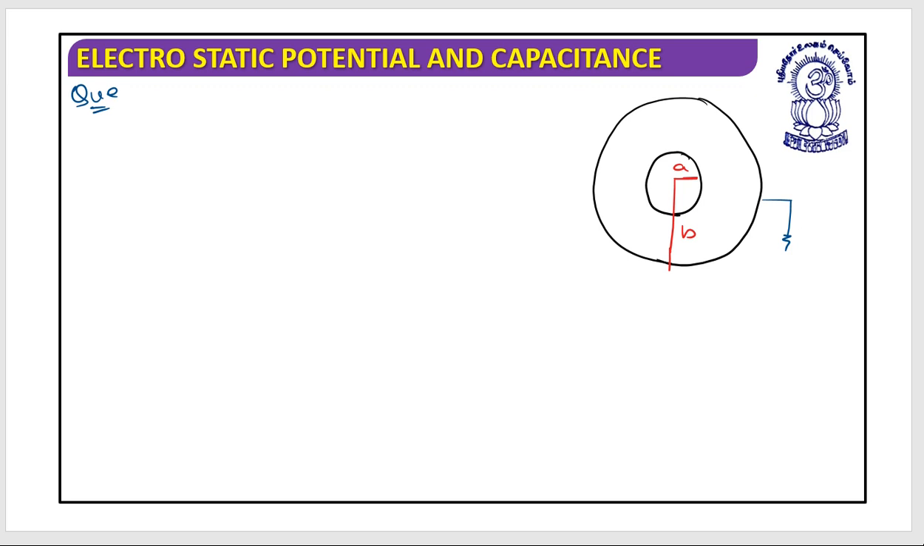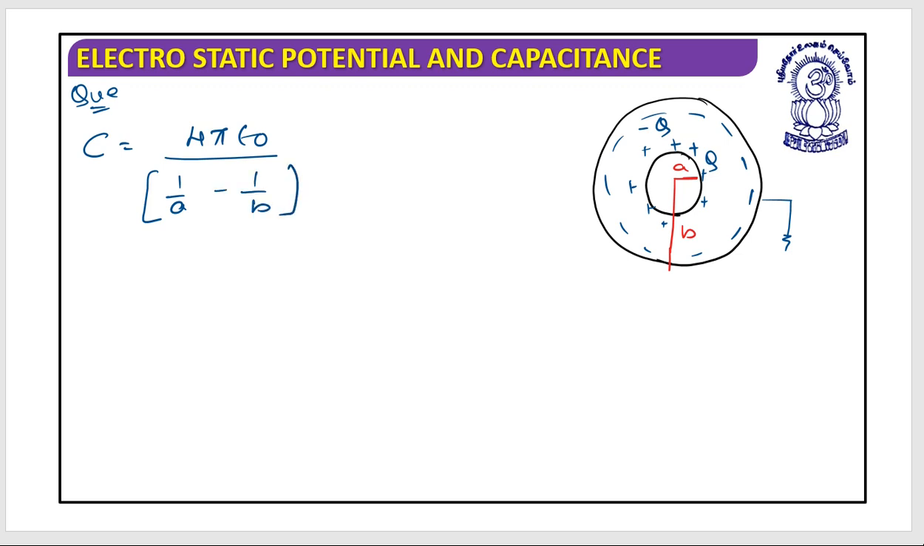Yes, this is the situation, and what we know is that here the positive charge has been provided, and due to this positive charge, a charge has been induced on the inner surface of the second conductor, and this is minus q. Yes, I hope this is clear. So what capacity do I have? I have a capacity of 4 pi epsilon naught upon 1 by a minus 1 by b.